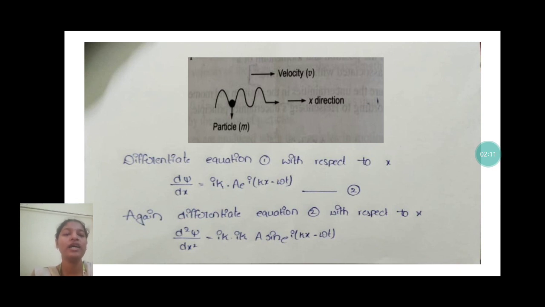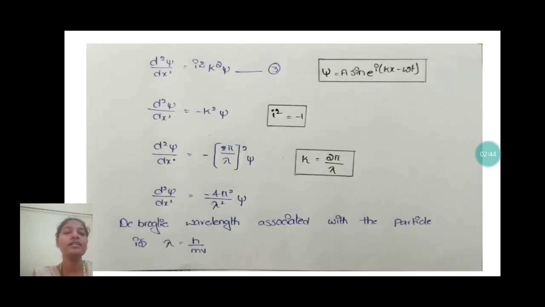Here the wave is going in the direction of x with a velocity v. Differentiate equation 1 with respect to x. Then we get d psi by dx equals ik A e power i of kx minus omega t. Write it as equation 2. Again differentiate with respect to x. Then we get d square psi by dx square equals ik into ik A e power i of kx minus omega t, so d square psi by dx square equals i square k square psi. Write it as equation 3, where psi equals A e power i of kx minus omega t.